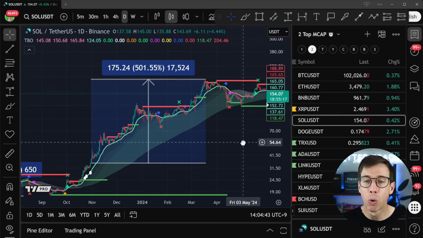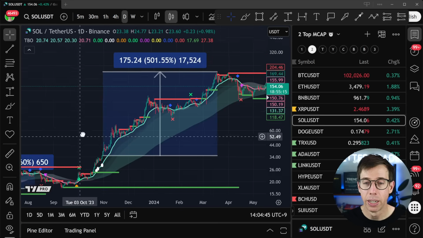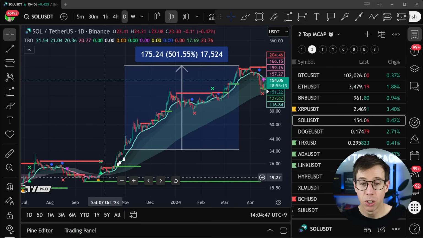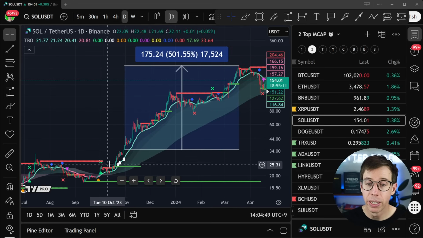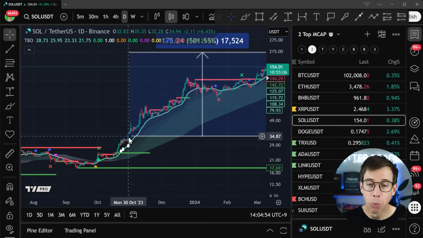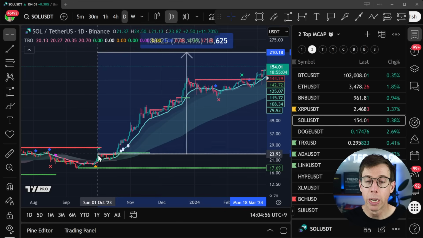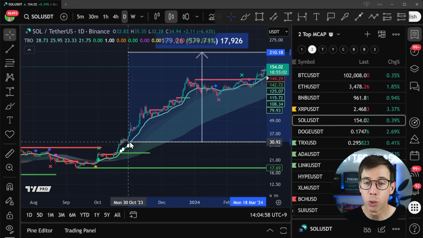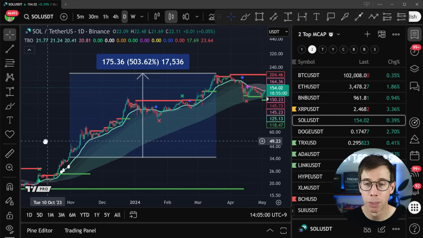This was a crazy rally for Solana. And again, this is not starting at the very, very early one. This is going off of the TBO breakouts on the daily time frame. The important thing about the TBO is not trying to be as early as possible, but trying to remain in the trend as long as possible.